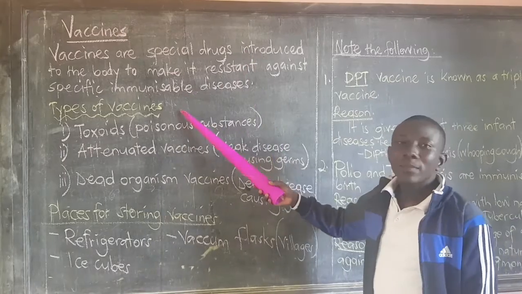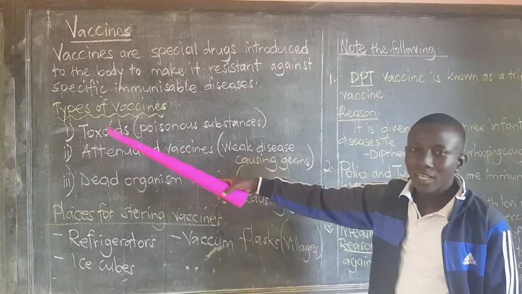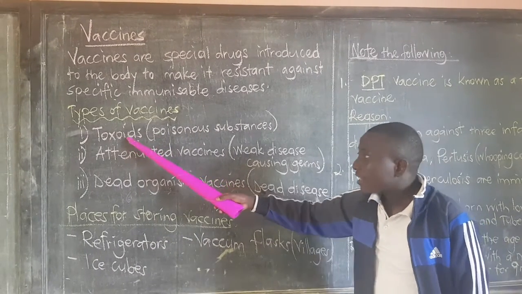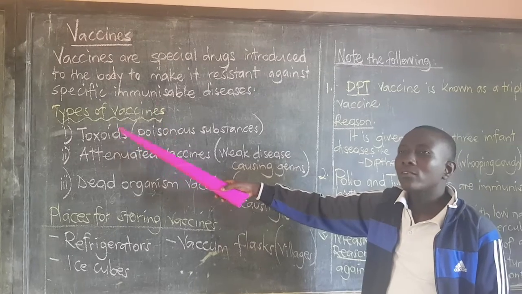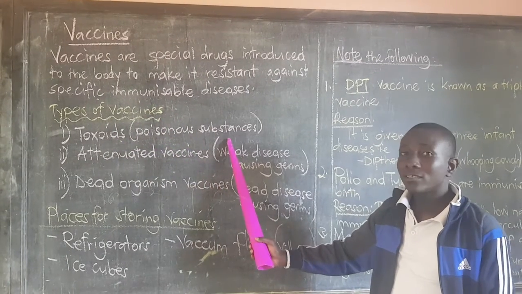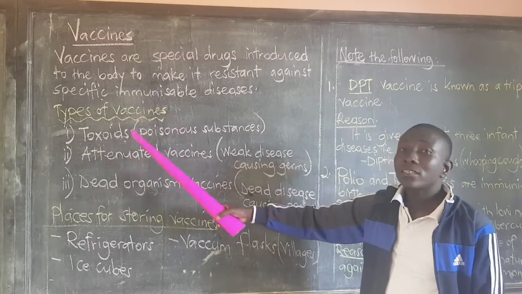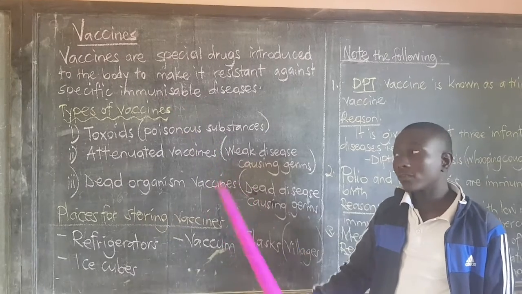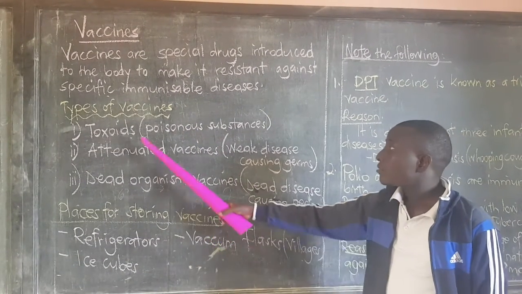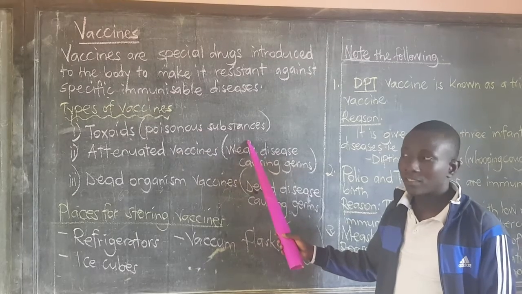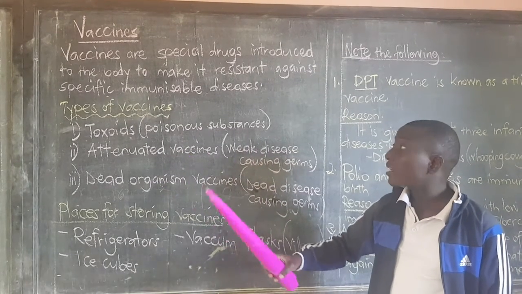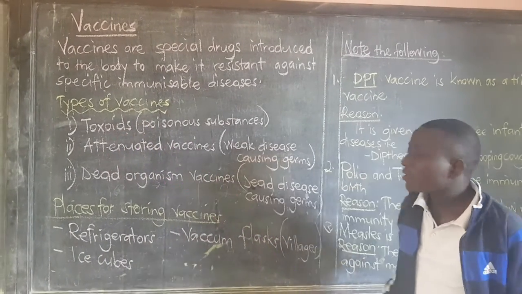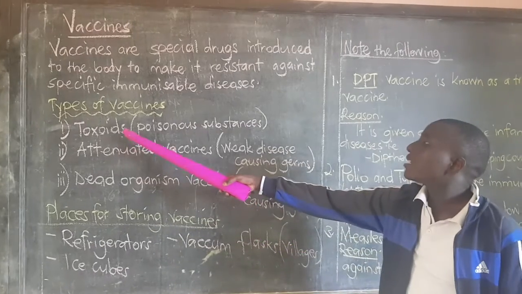Now, let us look at those types of vaccines. One, we have toxoids. Toxoids come from the word toxin. Toxins are poisonous substances. So the first type of vaccines we have is the toxoids. I will even be telling you which vaccines are toxoids, and which ones are different types. Toxoids are poisonous substances, but always give an example of a toxoid, the type as toxoids. These toxoids are made from chemicals.